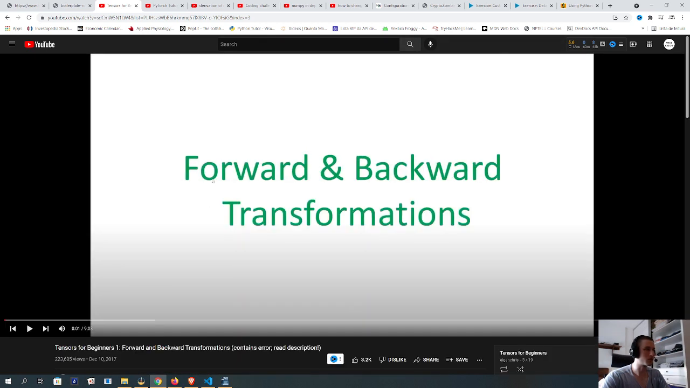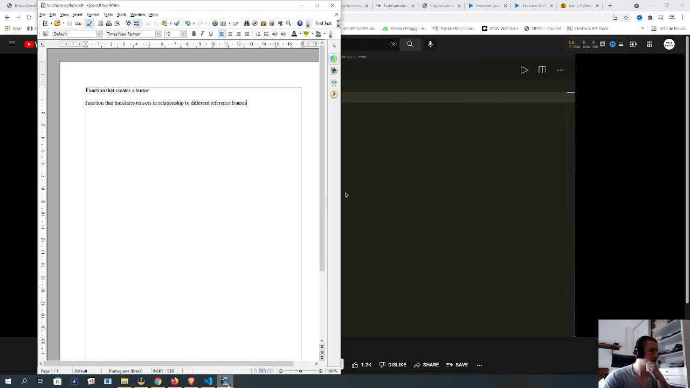we'll continue watching the Tensor for Beginners tensors and some basic operations that we need. We will also learn how to convert from NumPy arrays to PyTorch tensors and vice versa. So let's start.